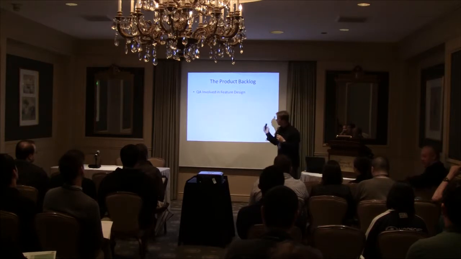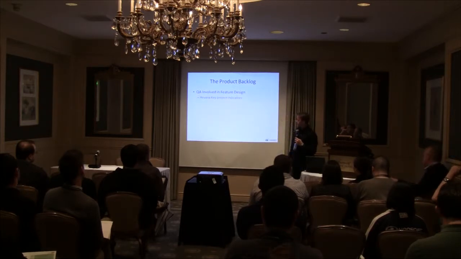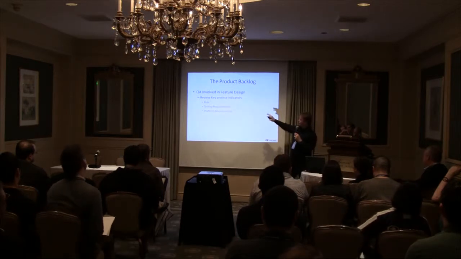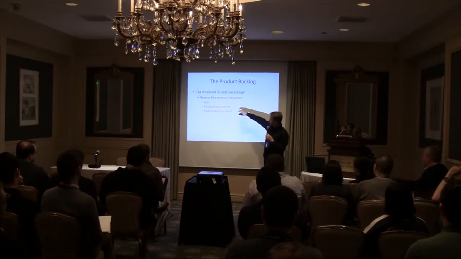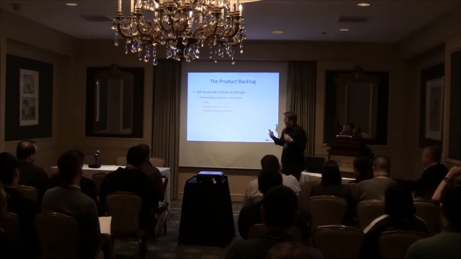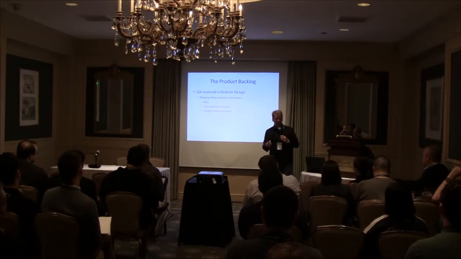So we've talked about QA involved in the feature design. We've got the backlog here, and some key indicators that we need to be looking at: our risk, our testing requirements, and platform requirements. These are things that you should bring to the table as QA representatives. Let me know what you think is a problem.